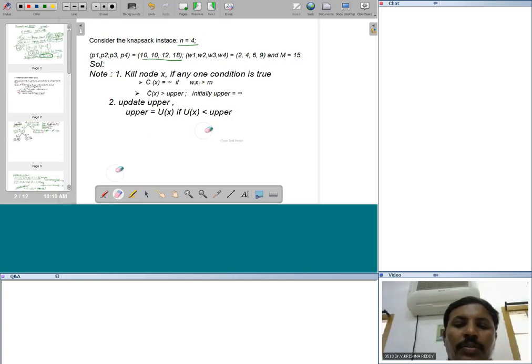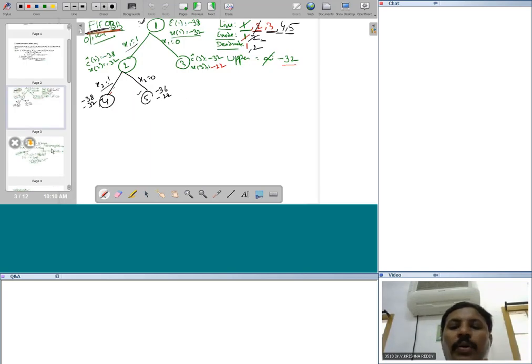What is the function here? What is the first step you need to apply? It is update upper, meaning u of x is less than the upper value. What is the current u of x? First one is c, next one is u. Minus 32 is less than minus 32? Minus 22 is less than minus 22? No. Out of the current 3 live nodes, we need to cross check. Is it possible to update? No.